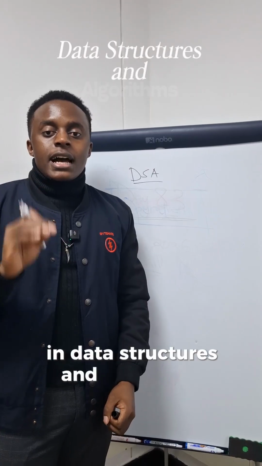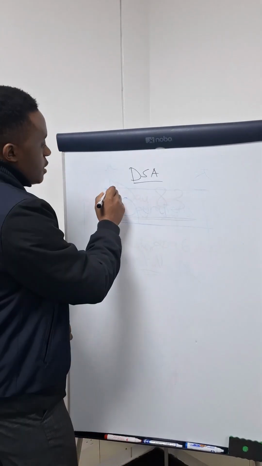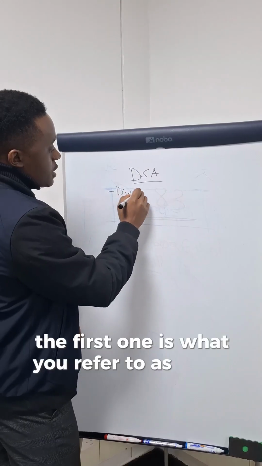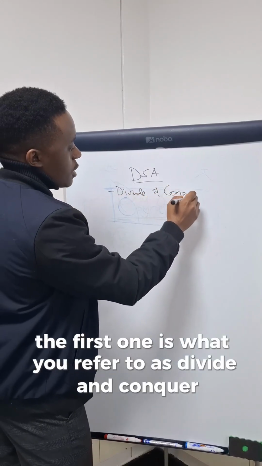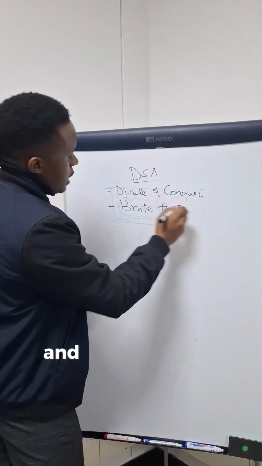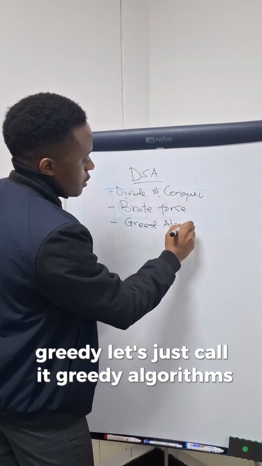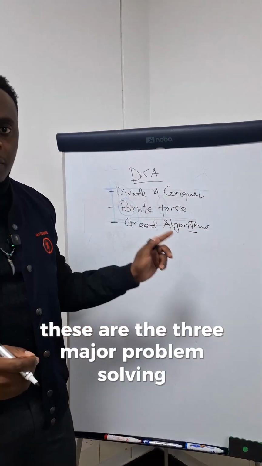In data structures and algorithms, we have three major problem-solving methodologies. The first one is what we refer to as divide and conquer. We also have a second one, which is brute force. And the last one is greedy, let's just call it greedy algorithms. These are the three major problem-solving methodologies.